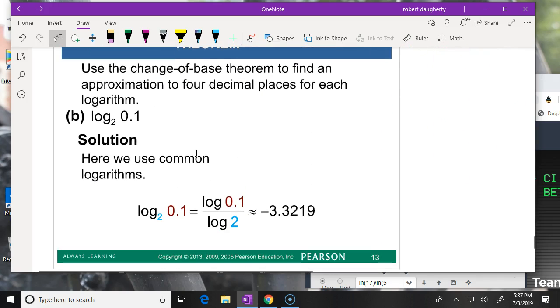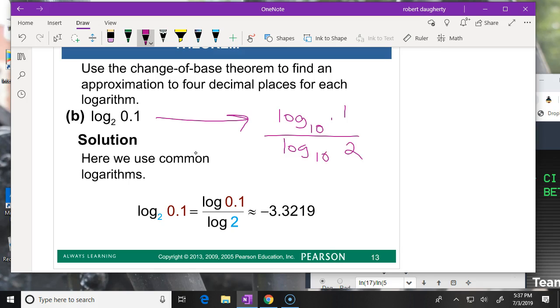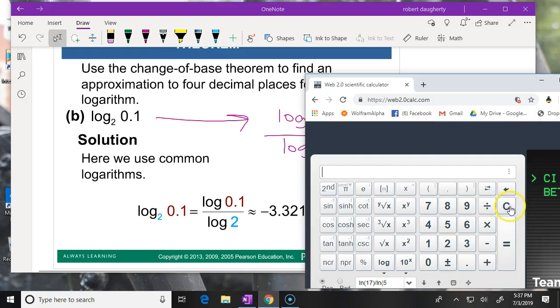So let's figure out this one, log base 2 of 0.1. Let's just go to log base 10. So this is going to be the log base 10 of 0.1 divided by the log base 10 of 2. So if I go to my calculator and clear this out, this is the log of 0.1 divided by the log of 2. And this is negative 3.32.